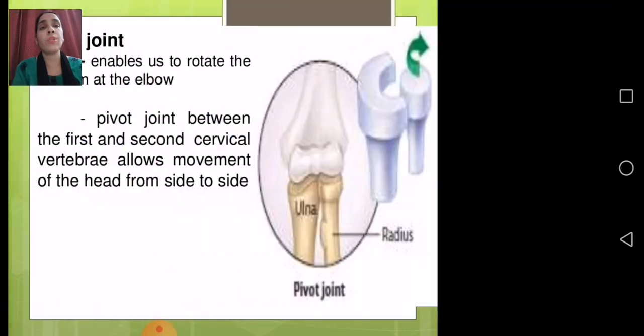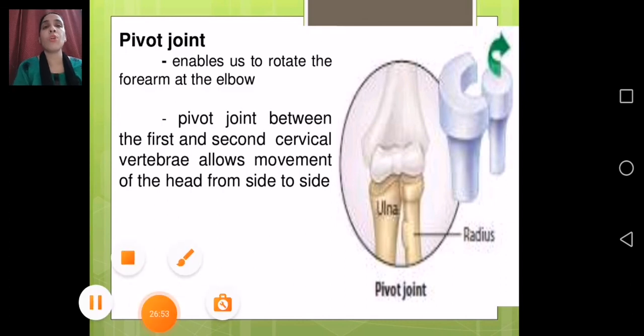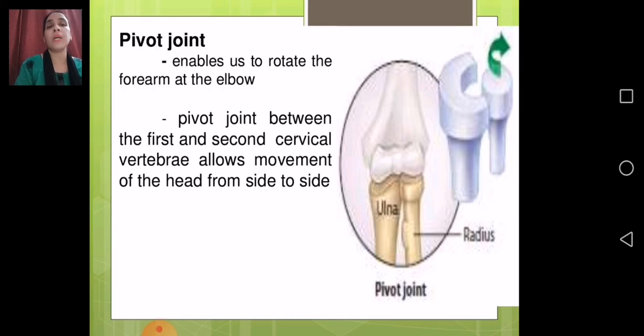Here we are going to look at the pivot joint. The pivot joint between the first and second cervical vertebrae allows movement of the head from side to side. A pivot joint also enables us to rotate the forearm at the elbow. It allows movement in all directions, like 360-degree rotation.